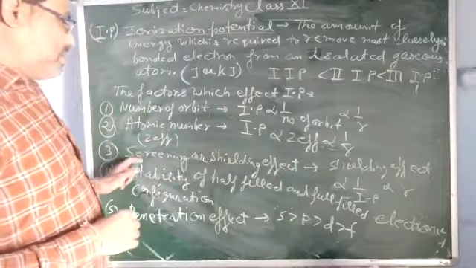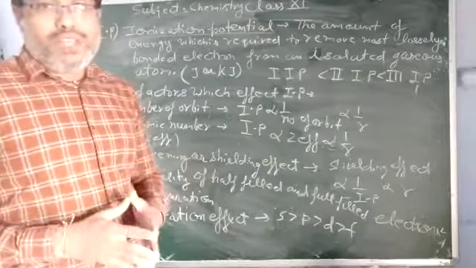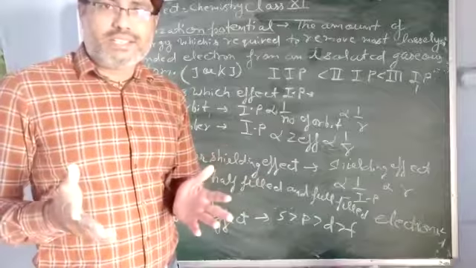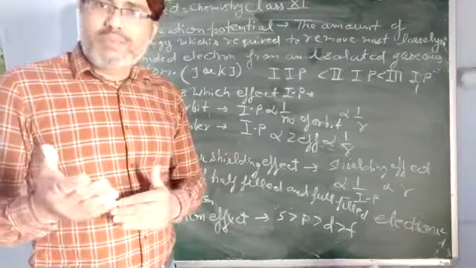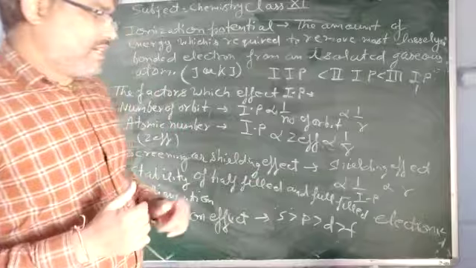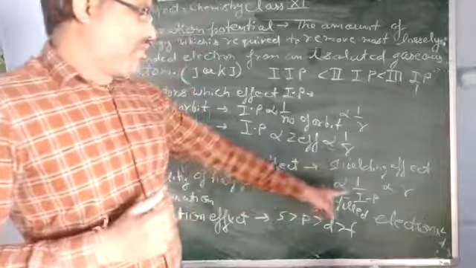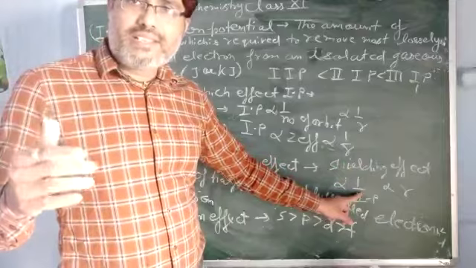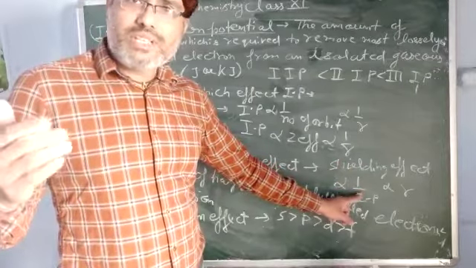Now next, the screening or shielding effect. We have discussed already that as the screening effect increases, the atomic radius increases. And as atomic radius increases, the IP will decrease. So IP is inversely proportional to the shielding effect. As shielding effect increases, the IP value decreases.